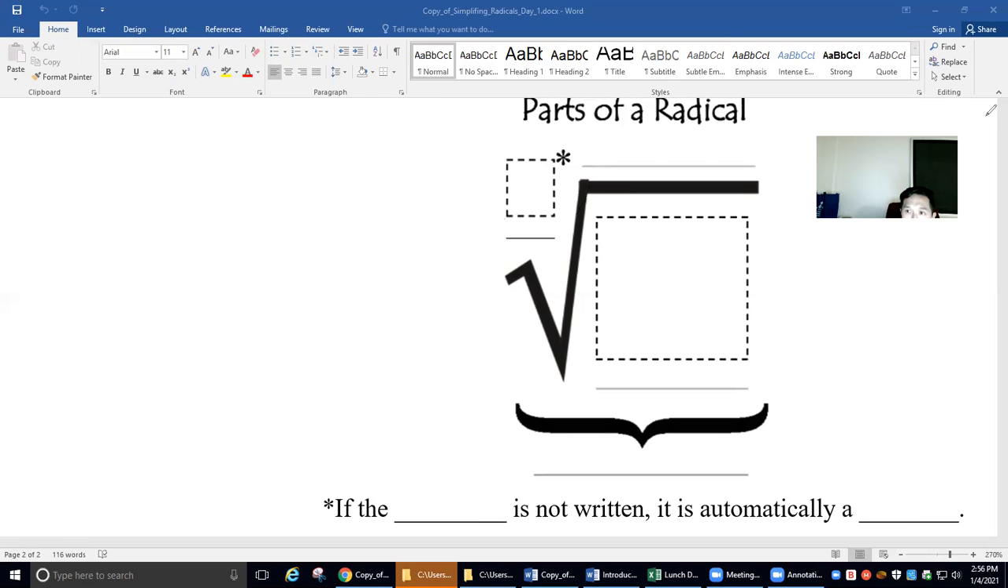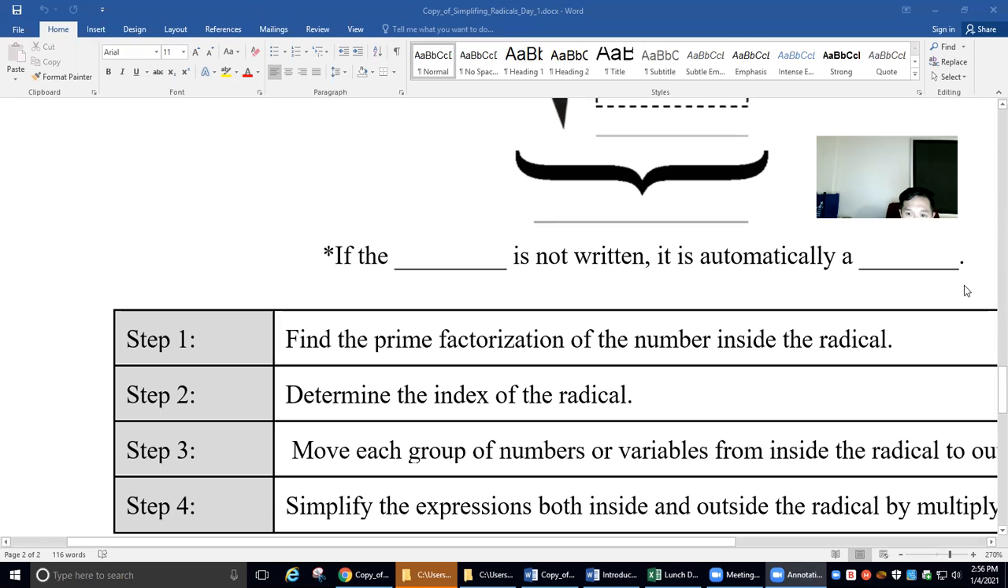So I'm going to go ahead and clear. Again, I'm recording this so everybody understands. Number 1, find the prime factorization of the number inside the radical. That basically is what we did on page 1. We broke it apart into its prime factors. Number 2, we're going to determine the index of the radical. The index of the radical means the root number.